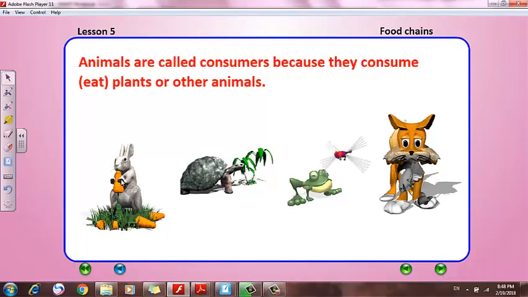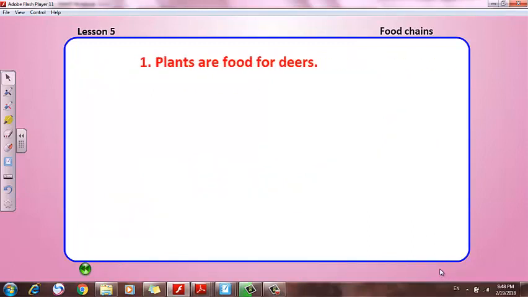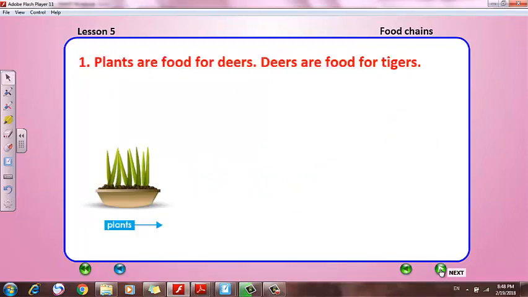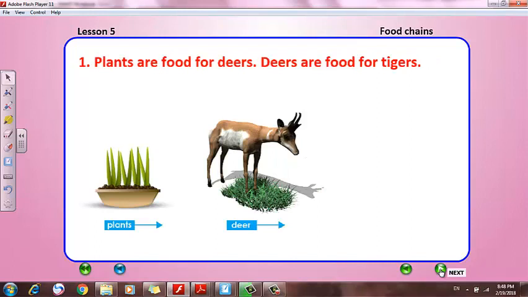Like the rabbit is an animal, it's a consumer as it eats carrot. Tortoise is a consumer as it eats grass. Frog is a consumer as it eats flies. Fox is a consumer as it eats rabbit. Any animal in the food chain we call a consumer, as it consumes another animal or a plant to get energy. Plants are food for deers. Deers are food for tigers.